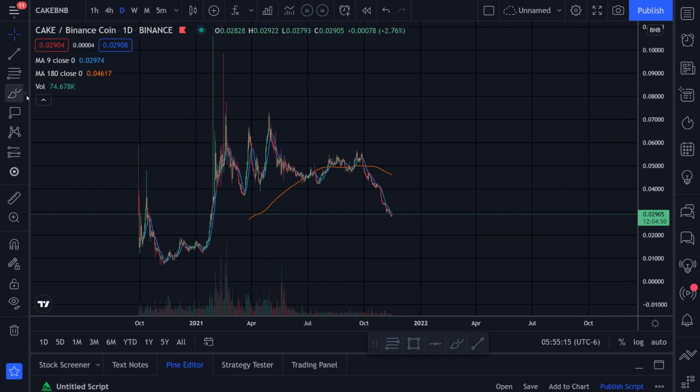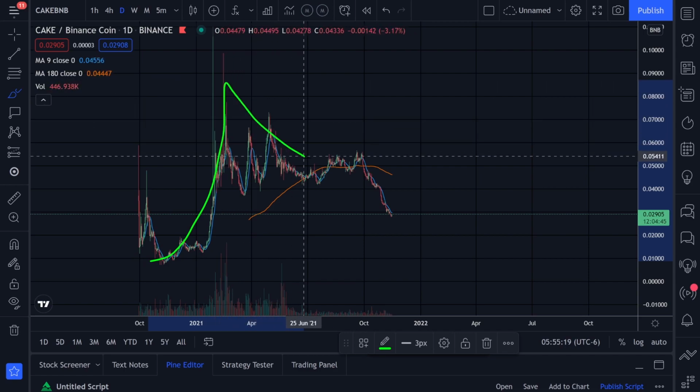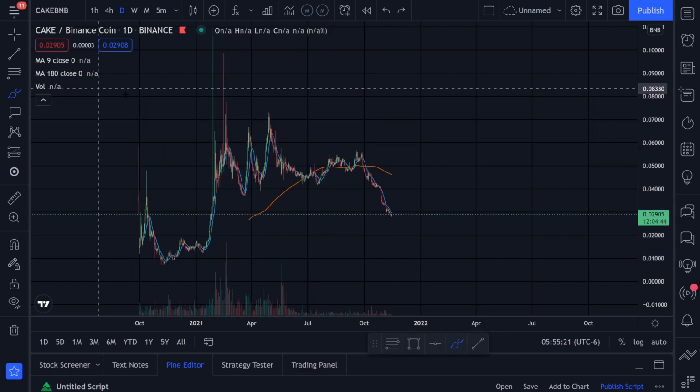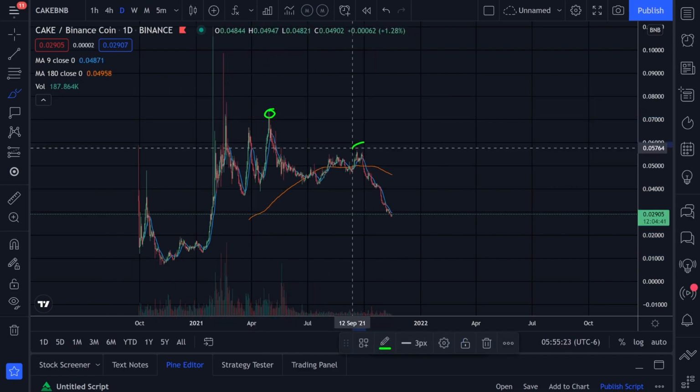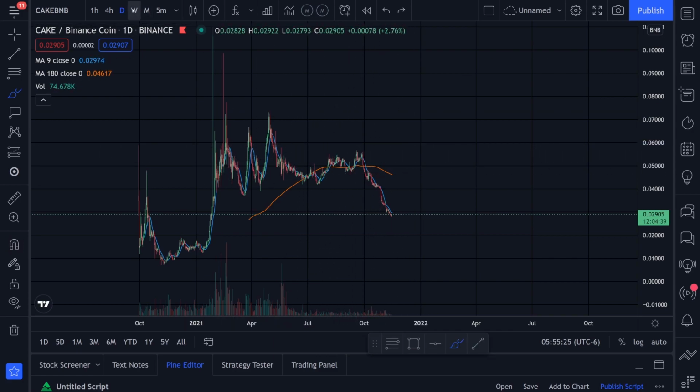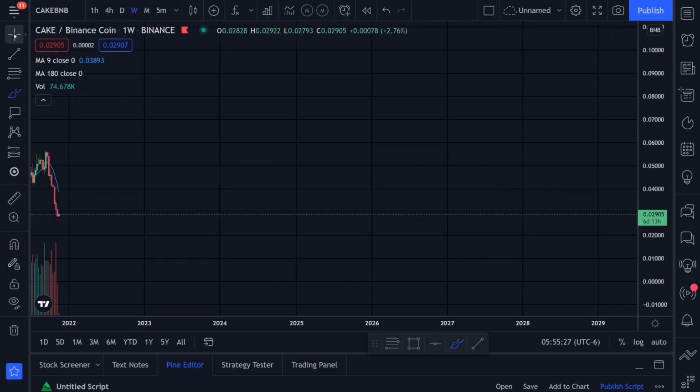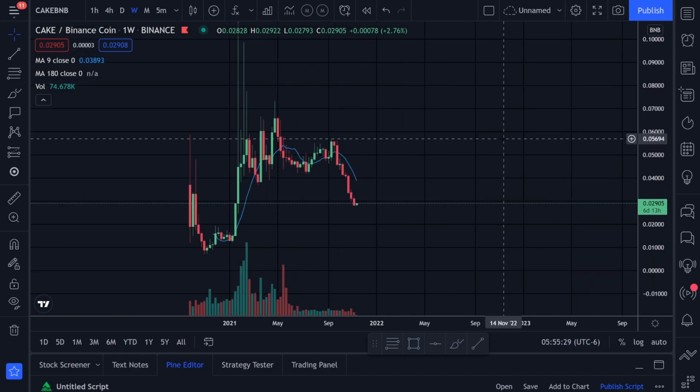So here are the main things that I'm watching. We had a big run up and then we started trending down pretty much. So we can do maybe resistance right here and resistance right here. Let's switch over to the weekly time frame so we can get better candles to look at. All right, let's zoom in a little bit.